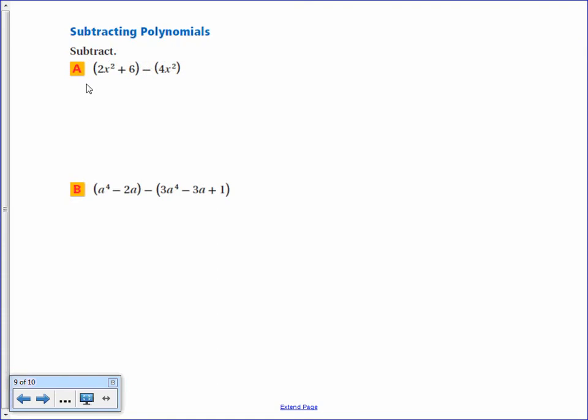So let's just take a look at a few of these. So we have 2x squared plus 6, and then we're subtracting a 4x squared. So what we're going to do is we're going to add not a 4x squared, but a negative 4x squared. Okay, so now we have 2x squared plus 6 plus a negative 4x squared. And now it's just like the problems we've done before. Now combine the x squareds, so 2x squared minus 4x squared. That's going to give me a negative 2x squared, and then a plus 6 on the end.